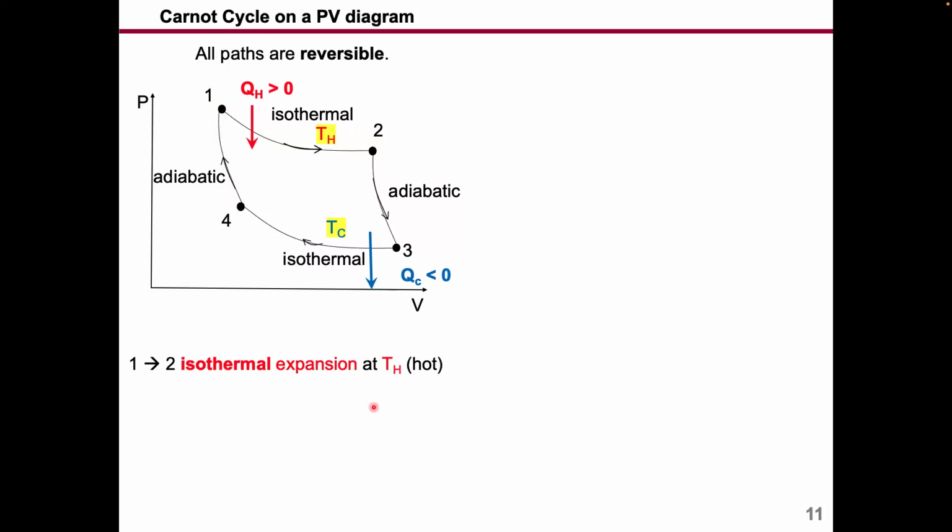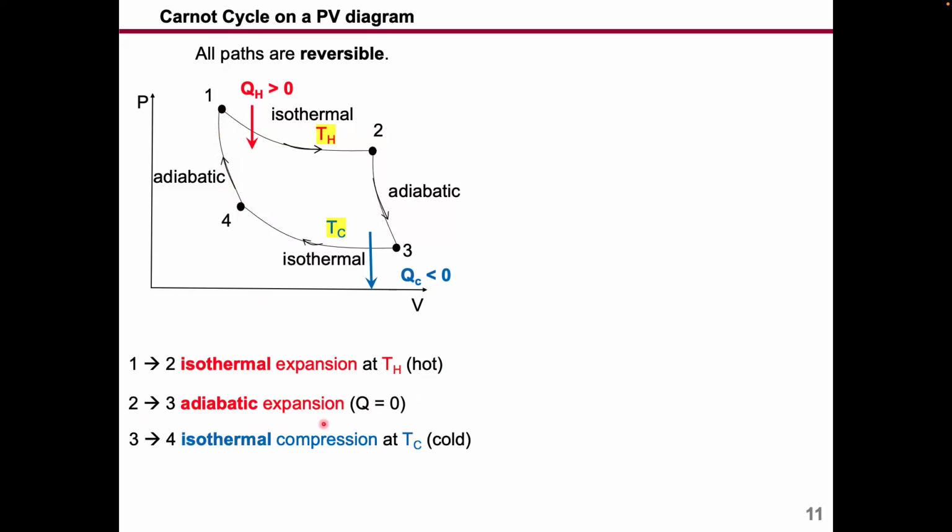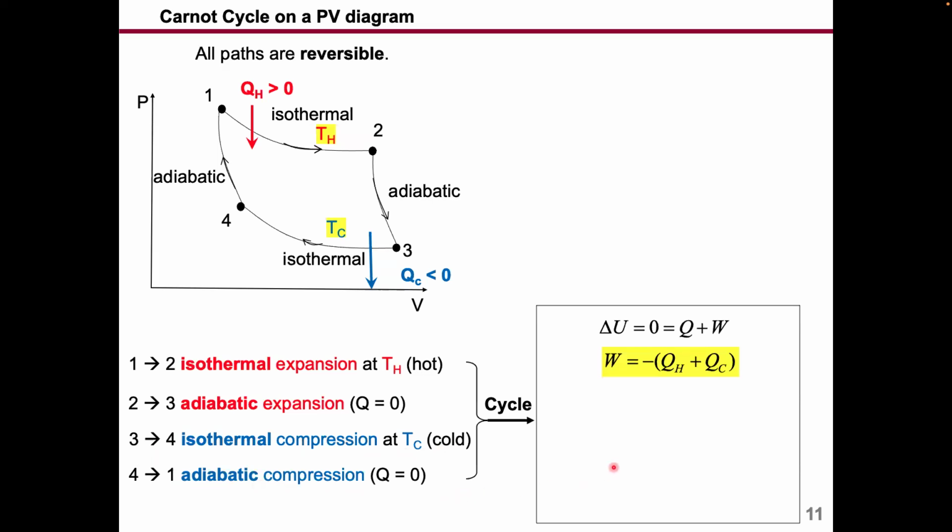And then just write them down: 1 to 2 isothermal expansion at TH, 2 to 3 adiabatic expansion, Q is equal to 0, 3 to 4 isothermal compression at TC, and then 4 to 1 adiabatic compression, Q is equal to 0, right? Now for the whole cycle, delta U is equal to Q plus W. This is always true, right? Now we are just analyzing the whole cycle. How much work have we done? Because for an isothermal ideal gas delta U is equal to 0, going from 1, completing the cycle, coming back to 1, okay? And then W is going to be equal to minus Q, right? The total Q is just equal to QH plus QC, okay?